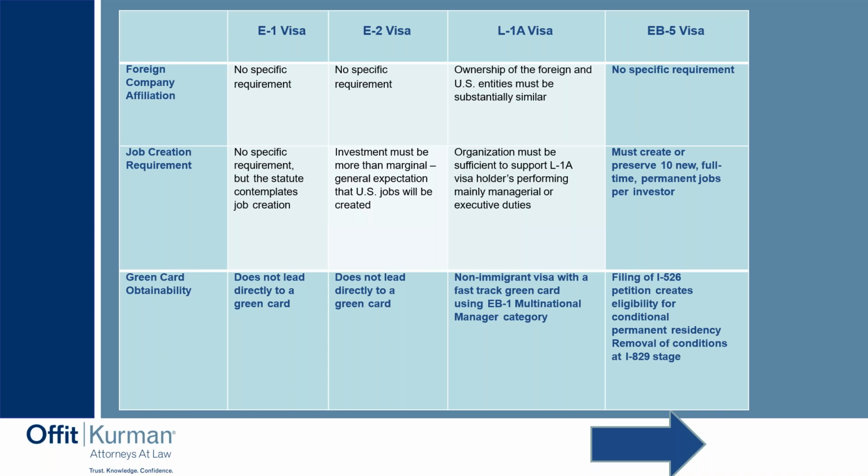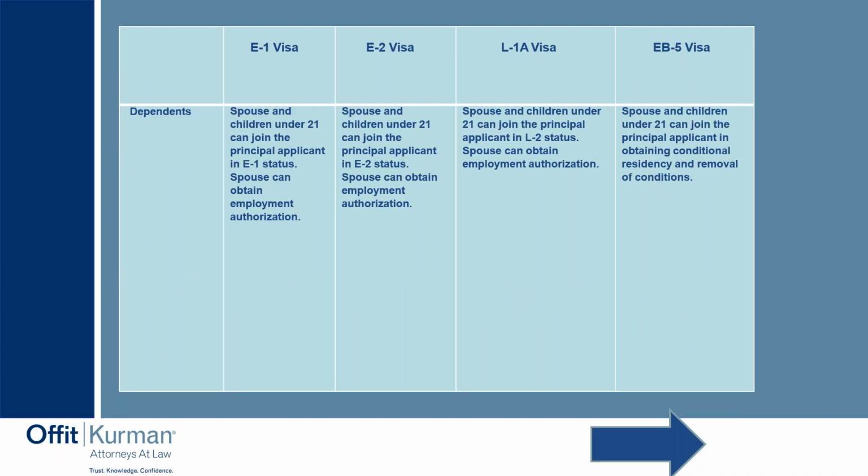The L1A on its own can turn into a green card if the person's business is thriving and they're able to show that the home company is still connected to the US company and they're still a manager or executive after 1 year of the US business being operational. They can apply for an EB1 multinational manager or executive category. And then the EB5 we already talked about. They filed the I-526 and the I-829 and they have their green card.